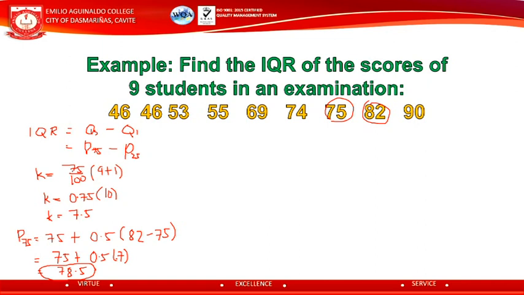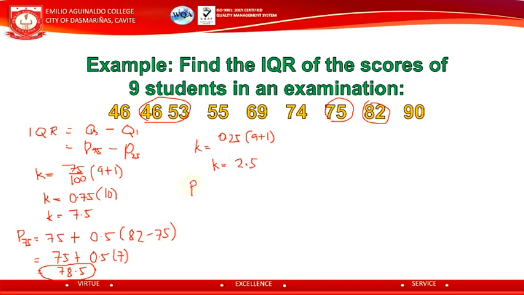Now, this is not the answer yet since we're still looking for the first quartile. Okay, now let's look for the 25th percentile. Using the same formula, K is equal to 0.25 multiplied by n plus 1, which is 9 plus 1. So K is located at the 2.5 data point. Then it is somewhere between 46 and 53.